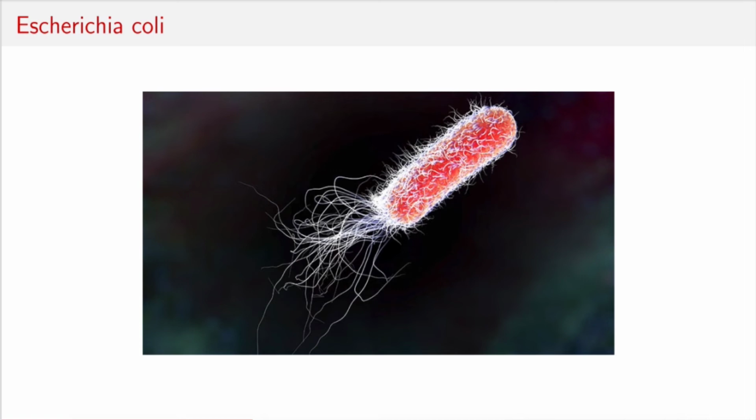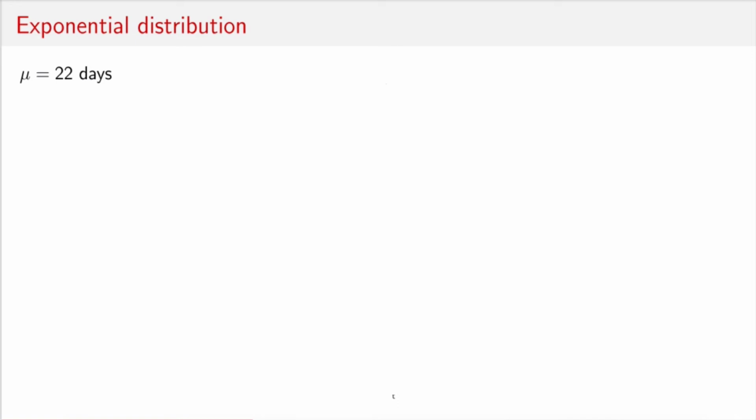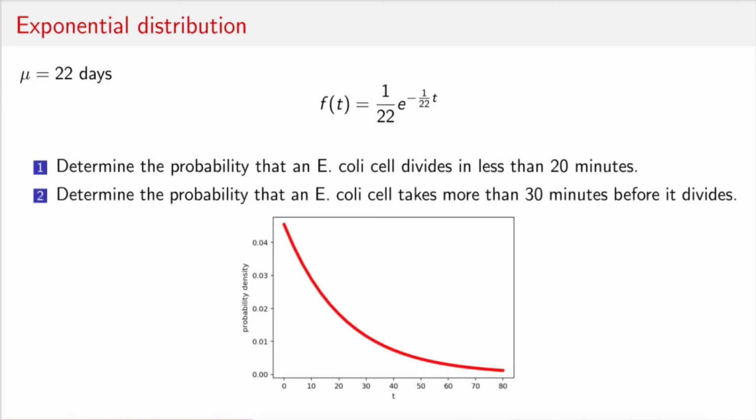So here we are interested in the cell cycle of E. coli. It has been measured that on average the cells divide every 22 days. So we say mu equal to 22 days. It is also observed that the exponential distribution is a very good descriptor for the cell cycle time. Given mu, the exponential distribution is then given by 1 over 22 e to the minus 1 over 22 times t. Down here I show a graph of this function. It's a decaying exponential function. As this is a probability distribution, the integral over the whole thing from 0 to plus infinity will be equal to 1. Keep that in mind, we know this already.